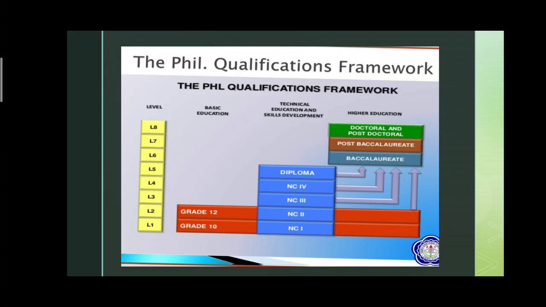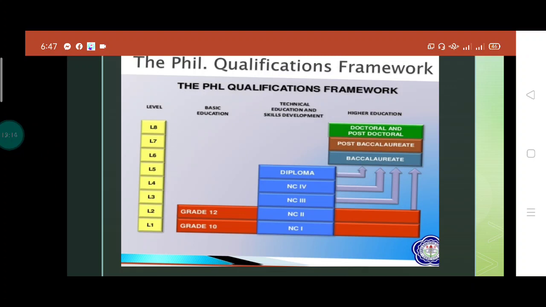Then, the Philippine Qualifications Framework, levels 1 until level 8. Level 1 is NC1. Level 2 is NC2, grade 12. Level 3 is NC3. Level 4 is NC4. Level 5 is diploma. Level 6 is college degree, bachelor's degree. Level 7 is master's degree. Level 8 is doctoral degree.